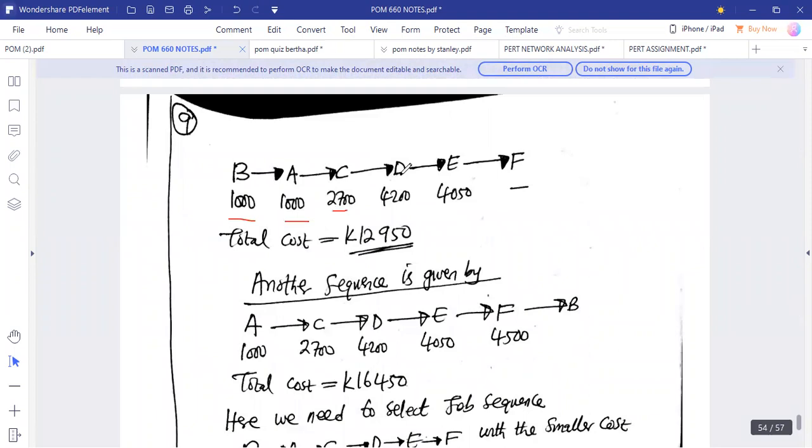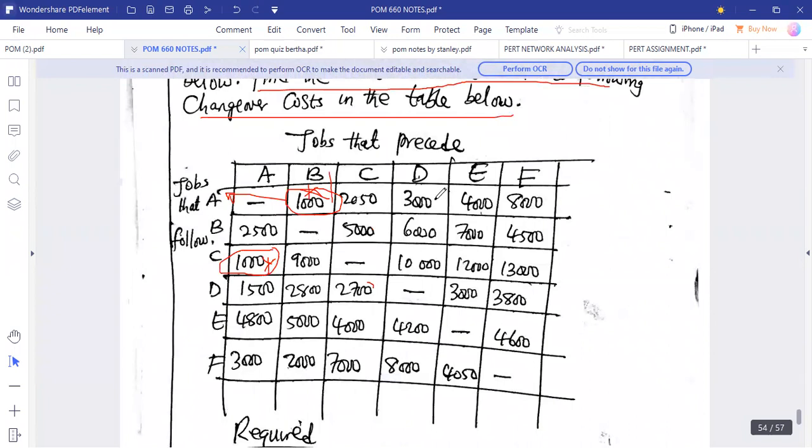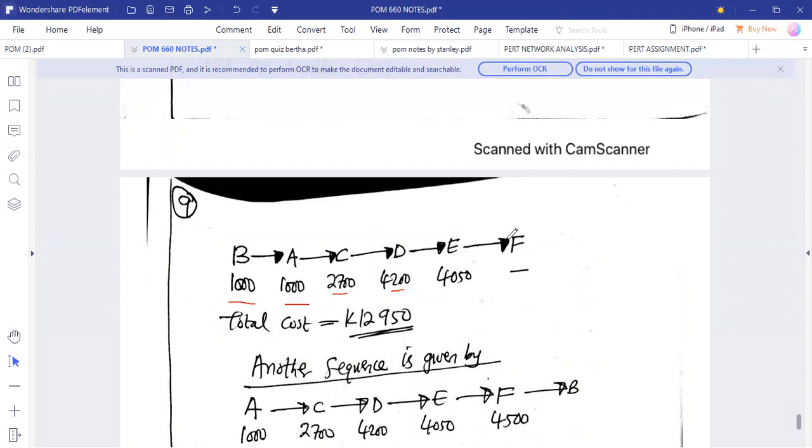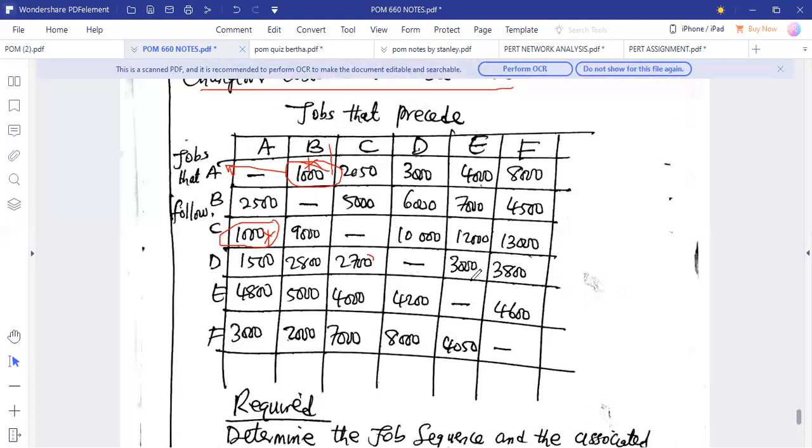The smallest possible cost in D is 4,200. Of course, there is 3,000, but A is taken. So you go for 4,200, then you go for E. In E, the smallest possible cost is actually 3,000, but D is taken. Building up to 4,000, A is taken.